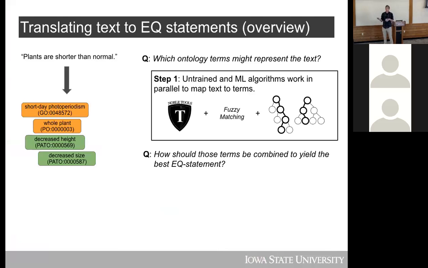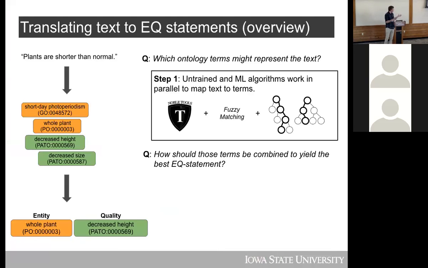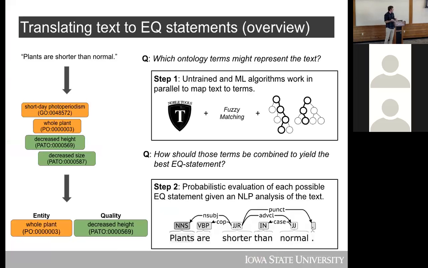Once we have this unstructured set of ontology terms, we apply a second step of the pipeline, which is to figure out which of those terms should be combined into an EQ statement, which makes the most sense given what the structure of the original text was. So we're looking to find an entity quality pair. And the way we do this is to use a natural language processing analysis of the original text and then test each EQ statement potential pair from our unstructured set against it to see which one fits the best. So it's a two-step pipeline, step 1 and 2, and I'll first go into more detail on the first step and then the second.